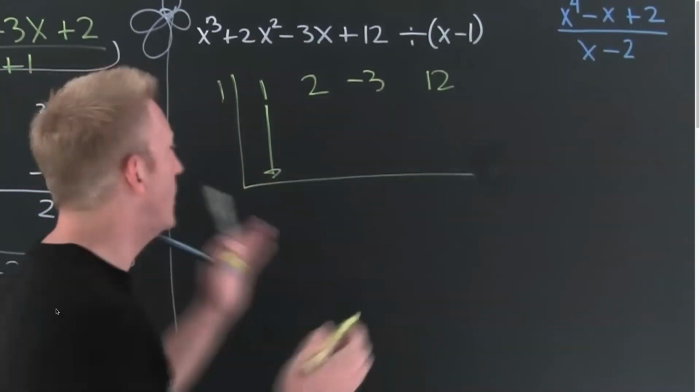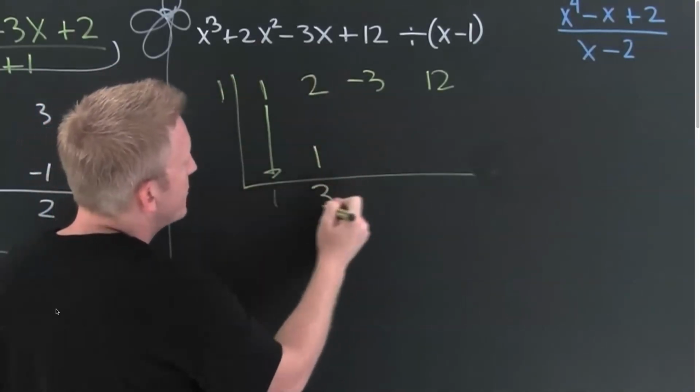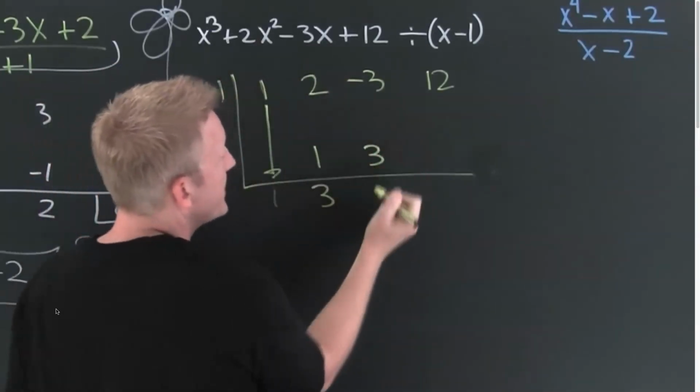No, she wasn't, really. Yes, here's a 1. This one times that one, put it there. That's a 1. 2 and 1 is 3. This one times that one, put it there. That's 3.